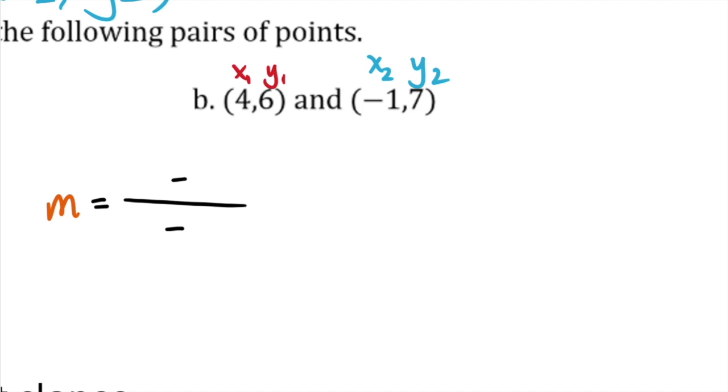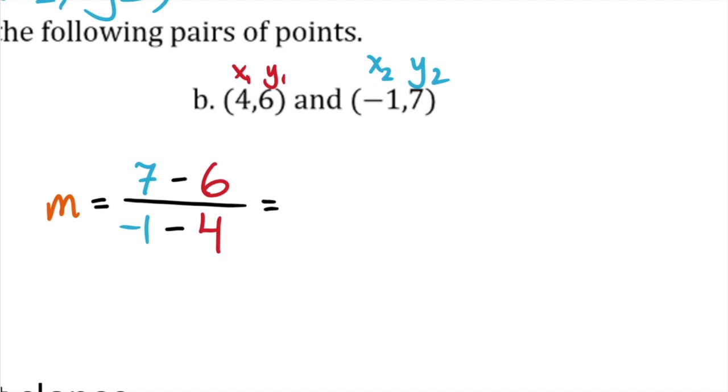So up top we've got y2, which is 7, minus y1, which was 6. On the bottom we've got x2 minus x1, so negative 1 and 4. In this case, we didn't have to worry about any double negatives, right? We didn't have to worry about subtracting a negative number. We are subtracting with a negative 1 on the bottom, but they're not next to each other. It's not negative 4, so we don't need to change anything.